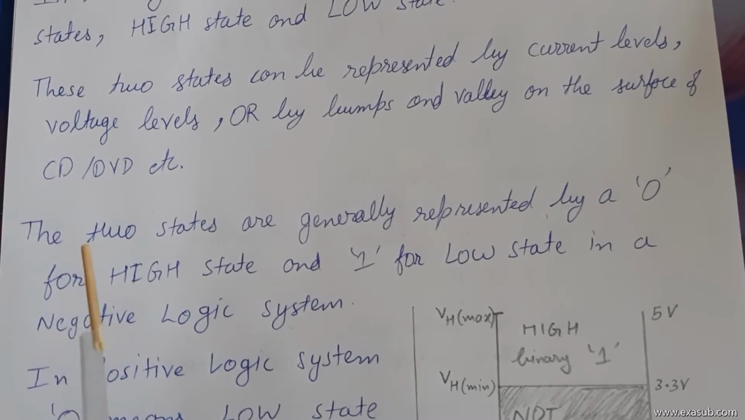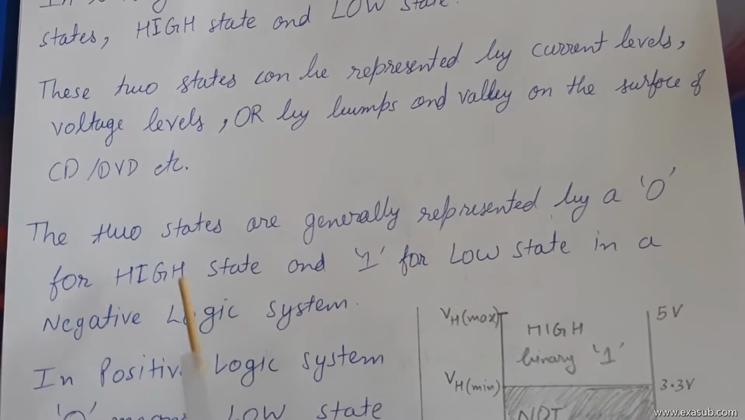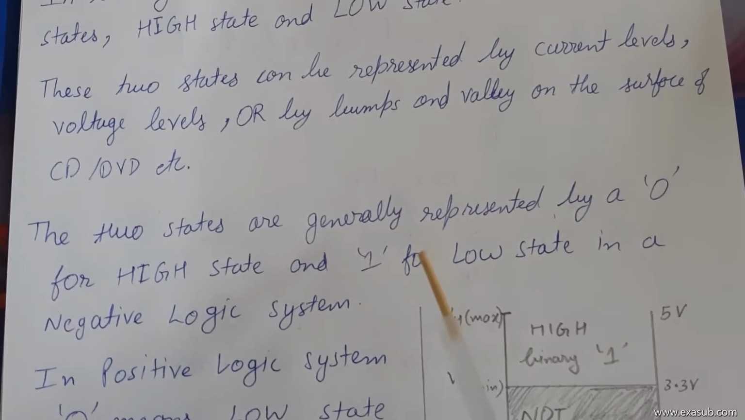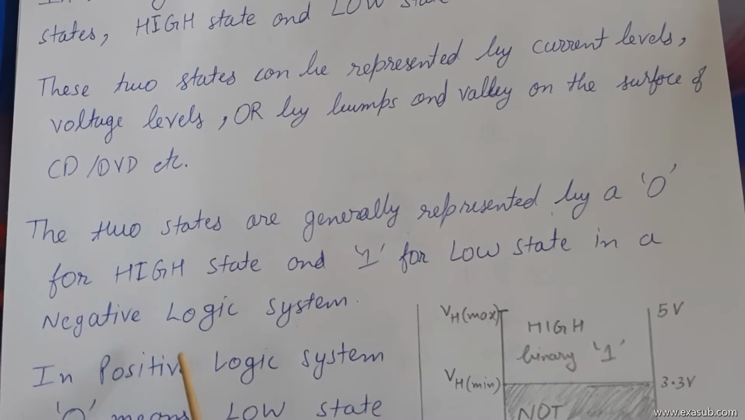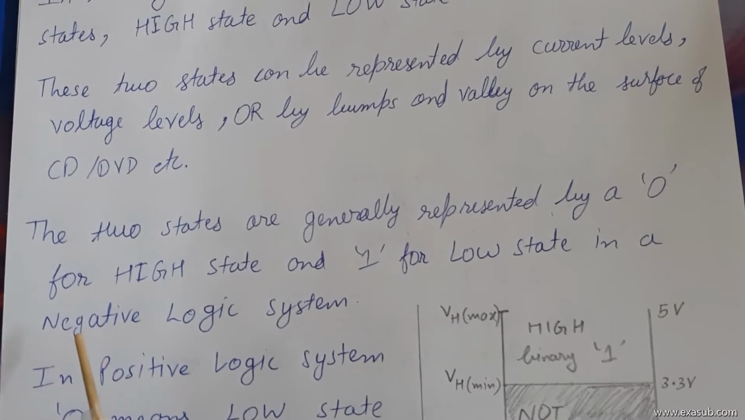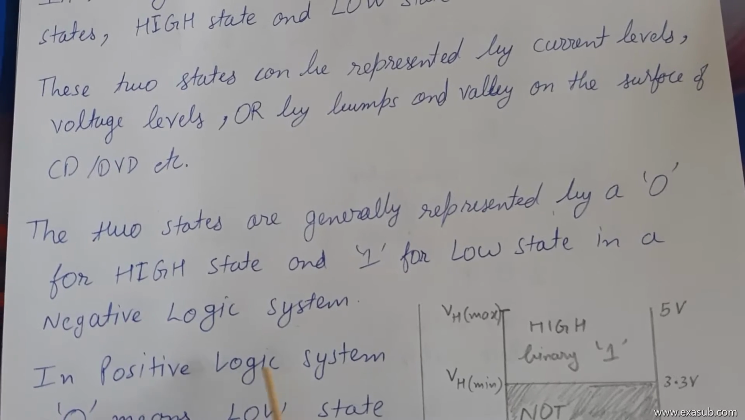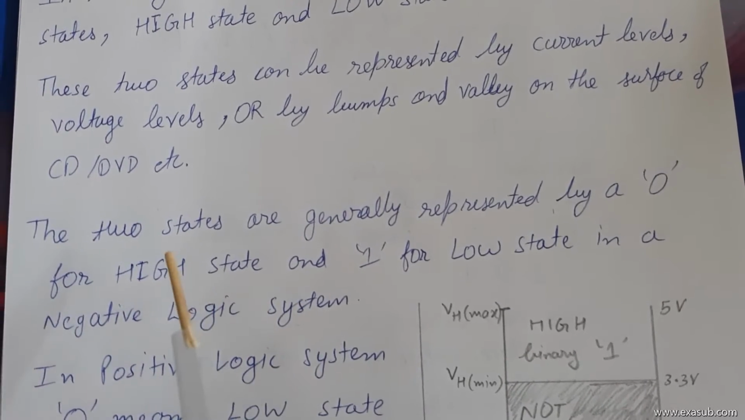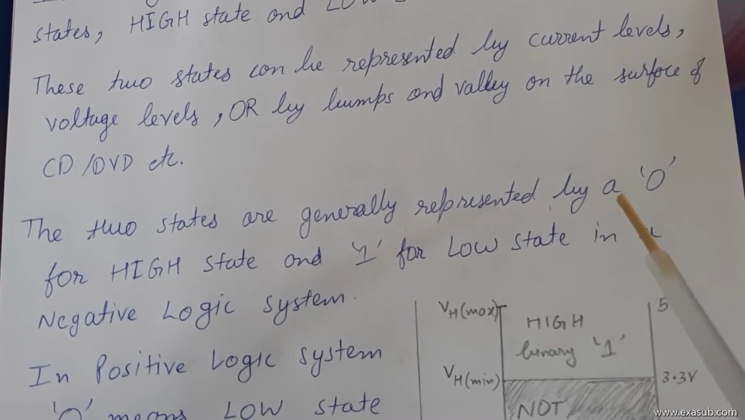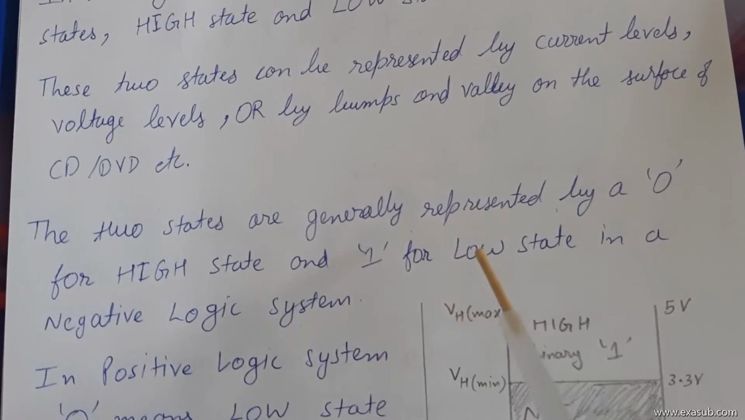In digital electronics, the two states are generally represented by a 0 and a 1. In digital electronics we have two types of logic systems: one is the negative logic system and the other is the positive logic system. In the negative logic system, we represent a 0 for high state and a 1 for a low state.